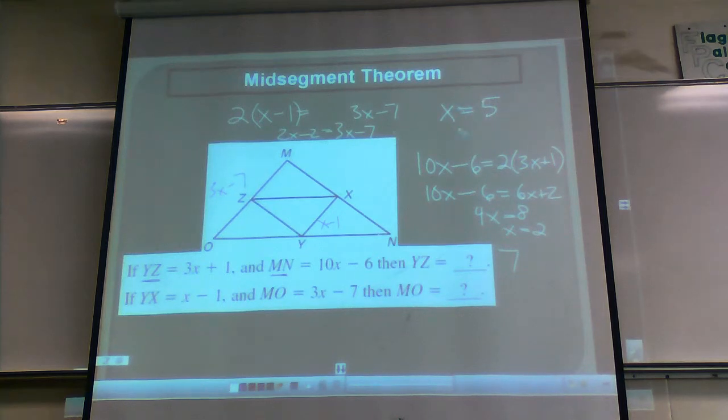And then again, that's not my answer, right? I would take this now and plug it into the 3x minus 7, because that's what I get. So if I take 5 and plug it into 3x minus 7, you get how much? Okay?